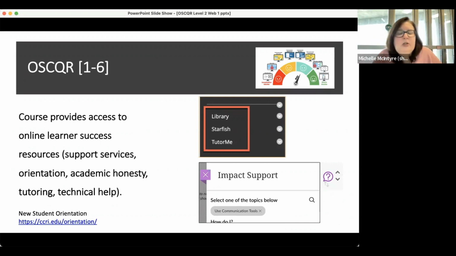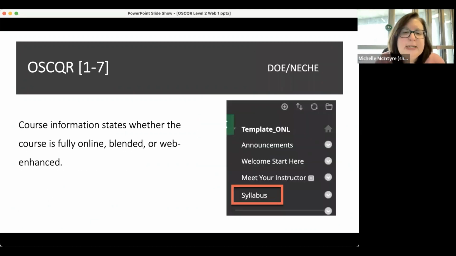And then on the bottom of this slide, if you haven't seen the new student orientation, that's the link for it. That is still up and running. Joanne Galliano is still taking care of that, and I think they continue to update it with new information, so you can reach out to Joanne to talk to her about that as well. The next one is: course information states whether the course is fully online, blended, or web enhanced. That is a no-brainer, from the DOE and NICHE. It's just part of the regular process, and we all put it into the syllabus, and that's all we need to do for this RSI.